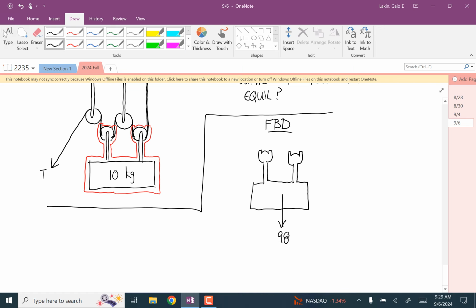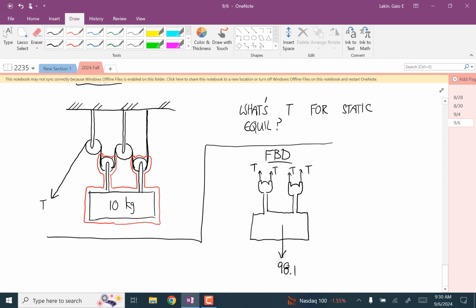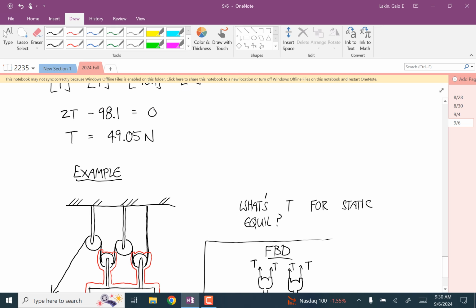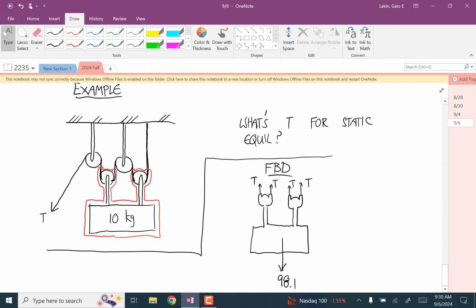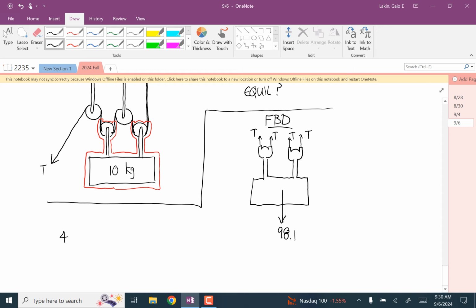Okay, so 98.1. And then these are all just cable forces. It's the force applied by part of the cable to the other part of the cable. So that's T, T, T, T. We could write it out in vector form, but it works just like this. This was 2T is equal to 98.1. This is 4T is equal to 98.1. So T is equal to 24.525.